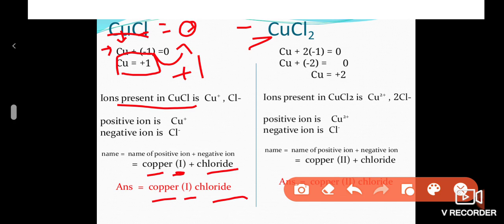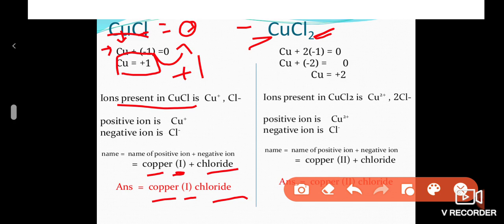First, Cu. We don't know the valency of Cu here, so we simply put Cu. And the valency of chlorine: we multiply the charge with the number of atoms. We know the charge of chlorine is -1. How many chlorine atoms are there? 2. How can we identify that 2 chlorine atoms are there? Because 2 is present in the subscript. So the charge is multiplied with the number of atoms, 2 into -1, and equal to 0. Why do we put 0? Because it is a neutral compound.